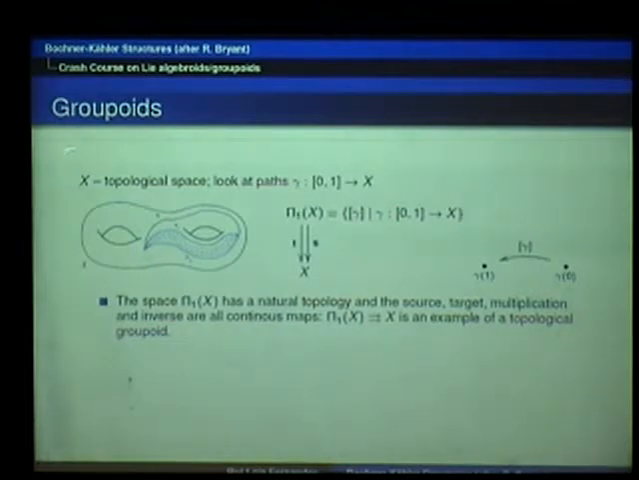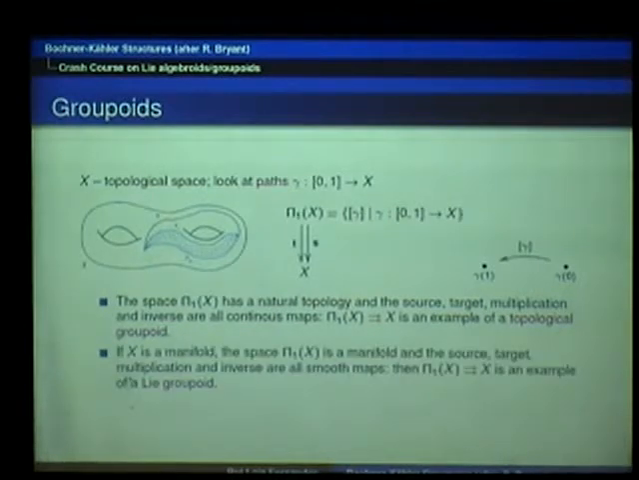If you require not just a topological space, but a manifold, then this thing is also a manifold of twice the dimension of X. And these maps all become smooth maps. The target and the source become submersions. The inversion becomes a diffeomorphism, and so on. And the unit is an embedding. So this space of paths on this manifold, modulo homotopy, is an example of a Lie groupoid in the smooth category.